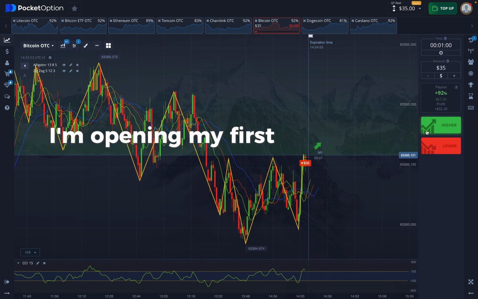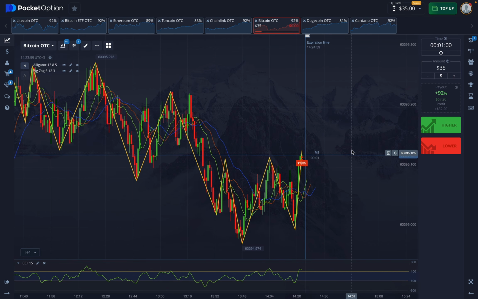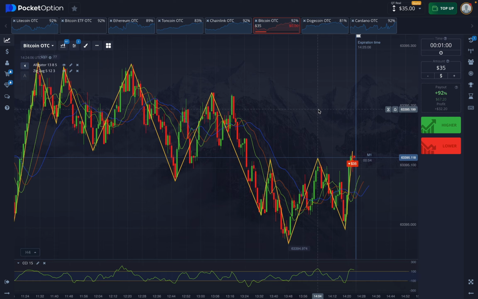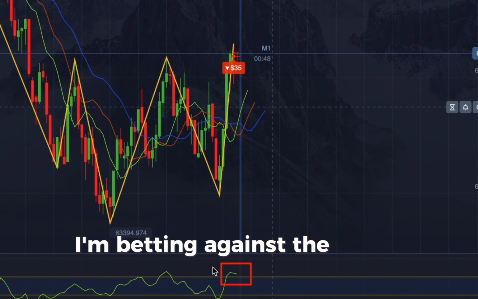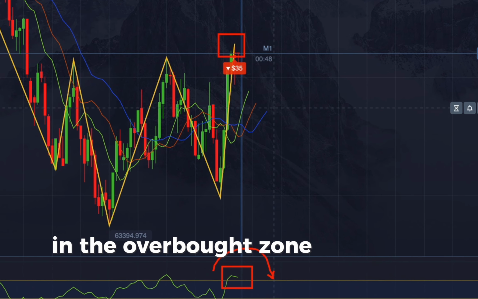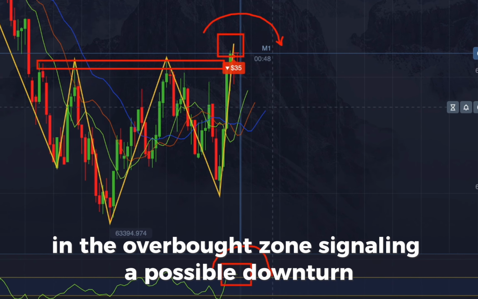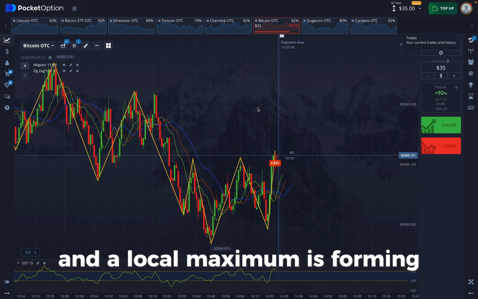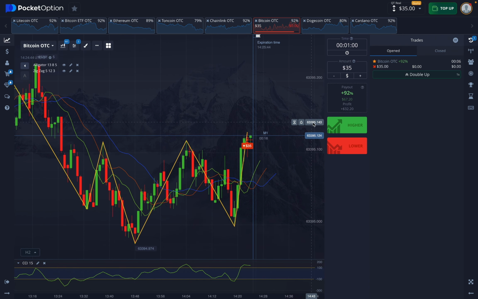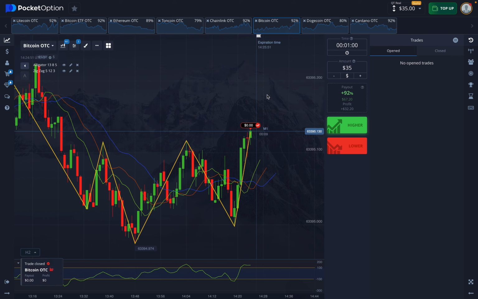I'm opening my first trade against the trend here. If the price moves higher, I'll adjust and open a higher position, anticipating a potential shift in the trend. I'm betting against the trend because the oscillator is in the overbought zone, signaling a possible downturn, and a local maximum is forming. There's been a breakout of the last two touch points, which aligns with my entry logic.